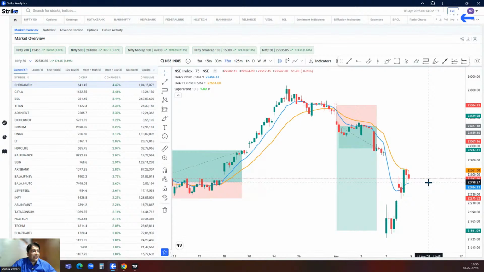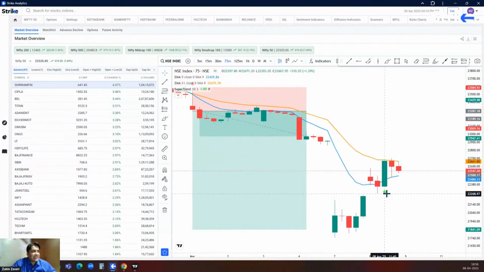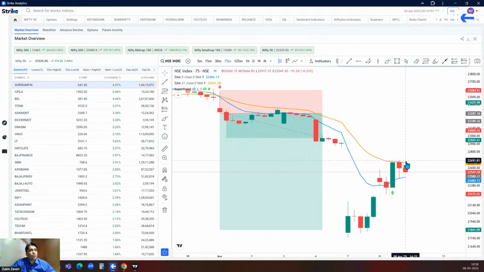And now what is it? Now it has bounced back, and we can see that yes, the super trend indicator has given a buy, but the blue line is still below the yellow line, so we will not be taking any buy signal over here.